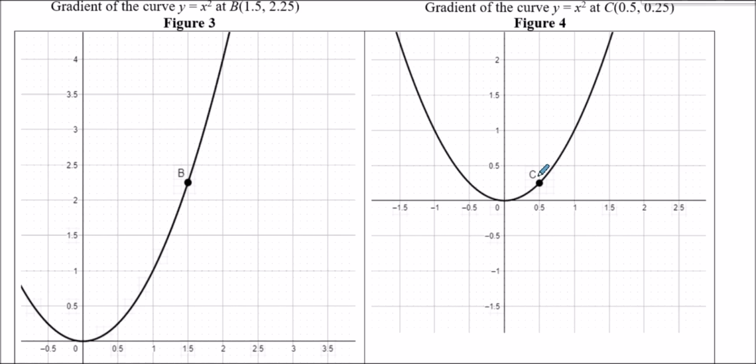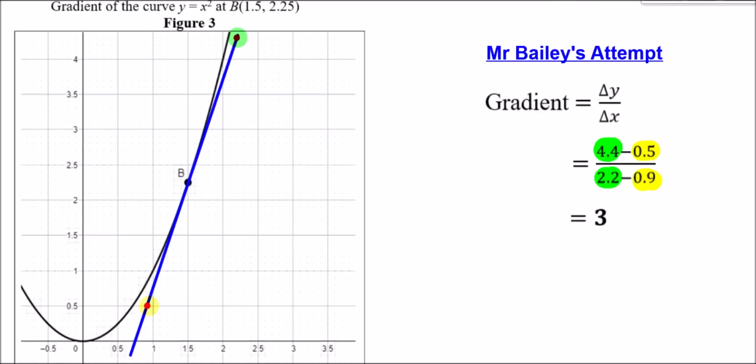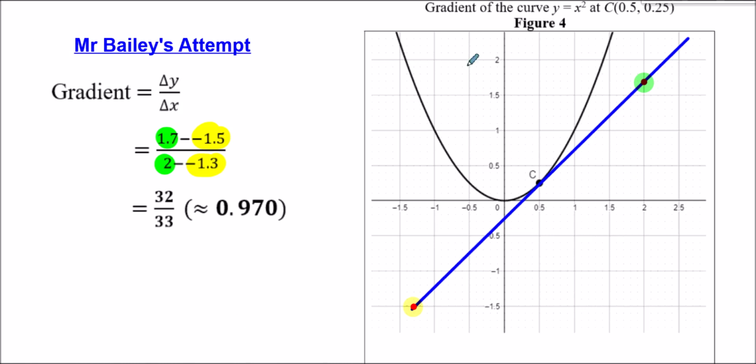So I'll just give you a few seconds now if you want to pause and then try that. Okay, let's have a look. For figure 3, I got a gradient of exactly 3, and for figure 4, where x was 0.5, I got a gradient of 0.97.